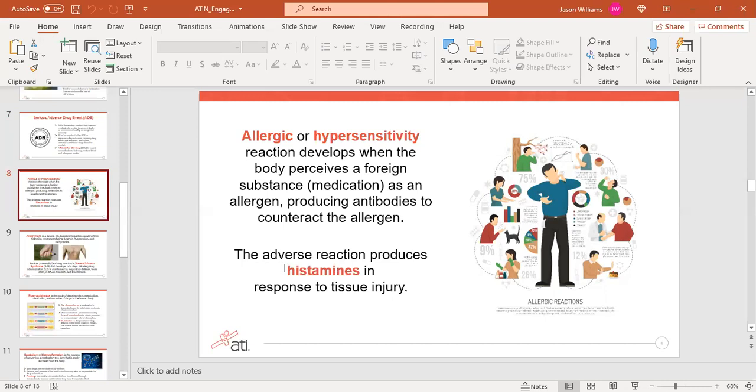And an antihistamine would be a Benadryl. So an antihistamine is against histamines. It works to dry you out.